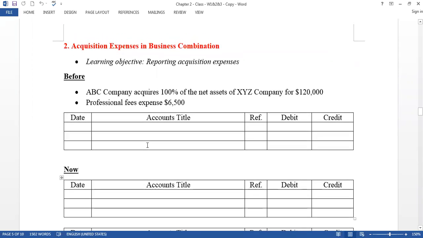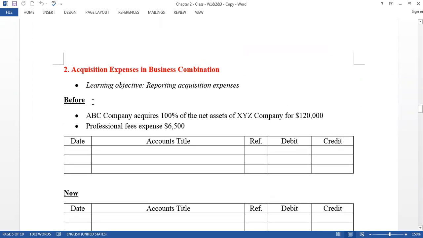So what did we learn before? Before, we learned that acquisition expenses are capitalized with the investment account. So this is what we learned before. Acquisition expenses are capitalized.